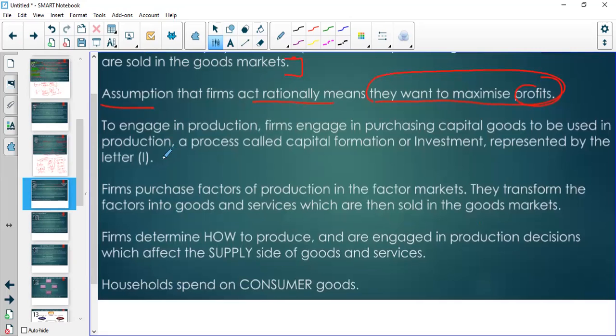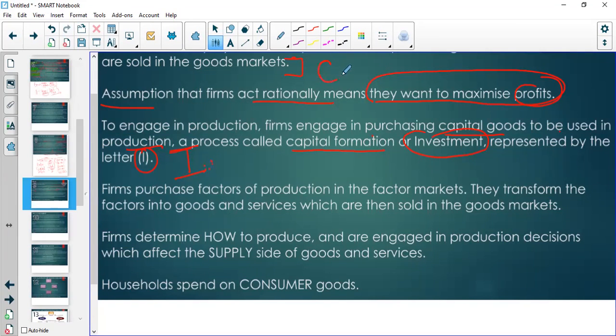And so firms also have expenditure, or consumption spending, they consume. They buy capital goods to be used in production. So the buying of capital goods to be used in production is called capital formation or investment. And all those capital goods that are bought by firms are represented by the letter I. So this is investment spending.